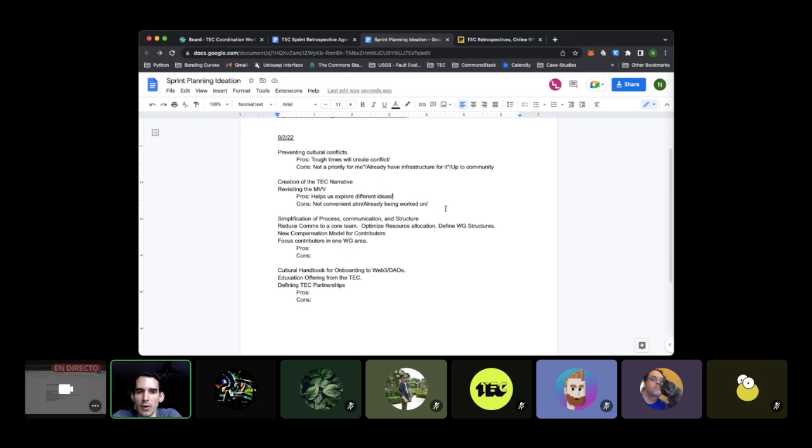So the cons would be that, again, I would agree with you, it's not convenient right now or not as impactful in terms of the current issues that we have. Simplification of process, communication structure, reduce comms to a core team, optimize resource allocation, new compensation model for contributors.